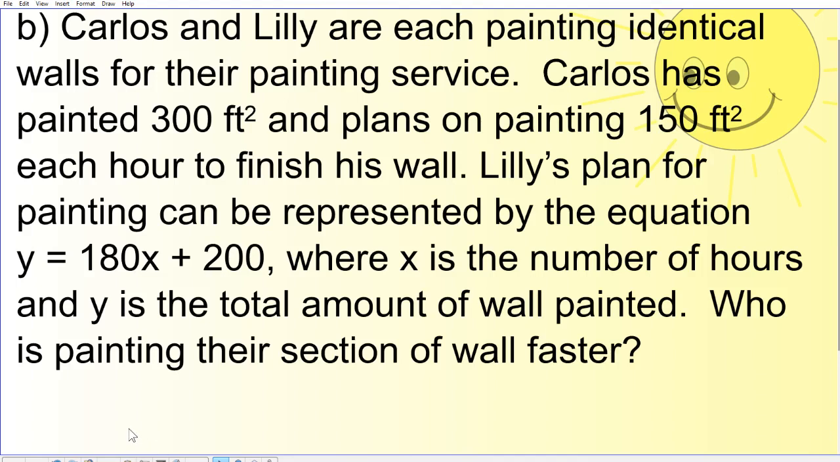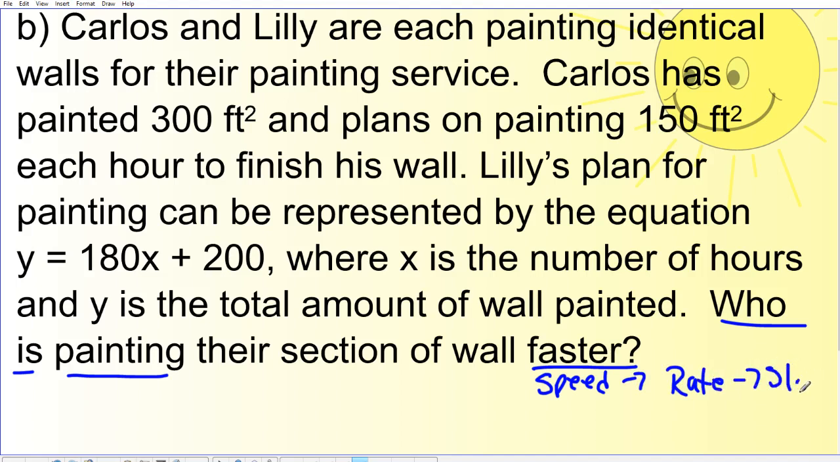Okay, question. Make sure you understand the question. Who is painting faster? I'm looking for a speed. I'm looking for a rate. I'm looking for the slope. That's what I'm looking for. Who is painting faster? What is the rate of both of these people, the speed, the slope of both these people? And then once I find their slopes, I just look at which slope is bigger.